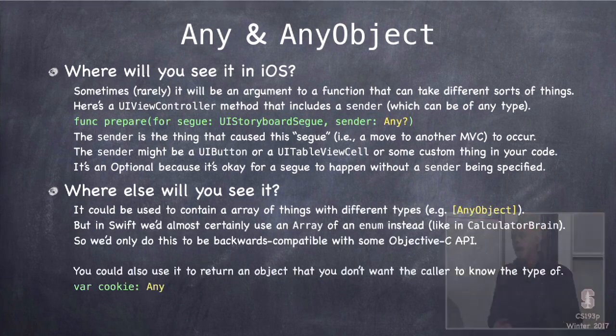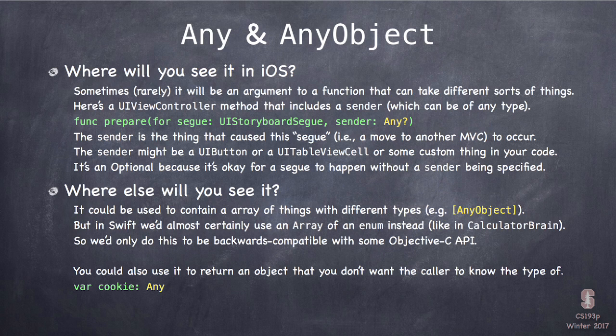Where else will you see it? You could have an array of any object, or array of any. That could be an array that has doubles and strings and things mixed in there. Now, you might be tempted to use this in your assignment number 2 when you see the assignment. But you're not allowed to, because one of the required tasks says you can't use any or any object. Okay? Also, it wouldn't be very Swifty.